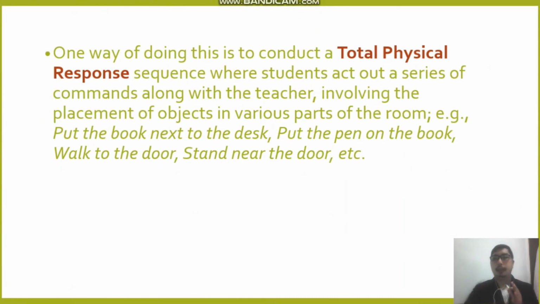One way of doing this is Total Physical Response, the TPR, a sequence where students act out a series of commands along with the teacher, involving the placement of objects in various parts of the room, like put a book next to the desk, put a pen on the book, walk to the door, stand near the door, and so on.